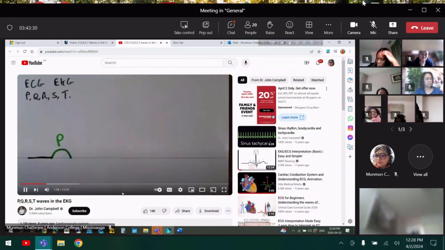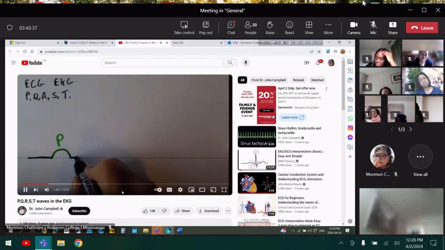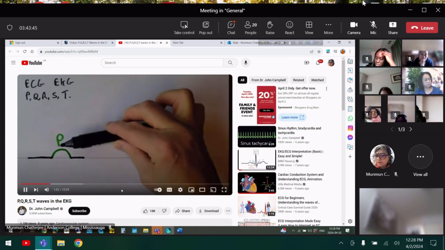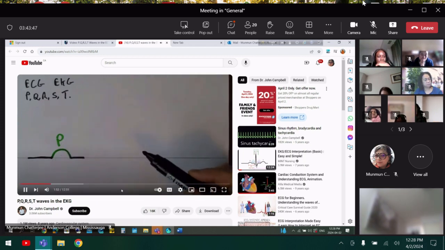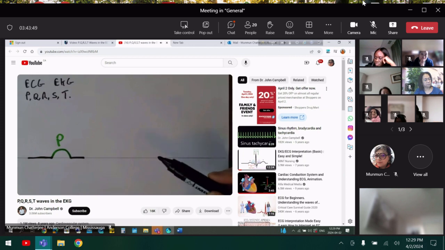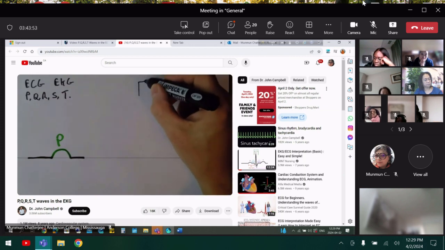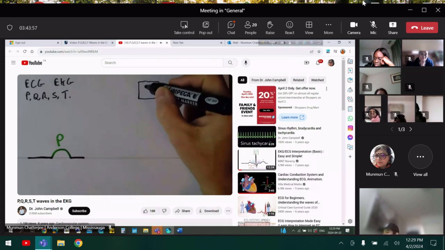The bit that goes up and the bit that goes down. And as we see, it goes back down to the isoelectric line just here. Now what's happening here with the P wave is the P wave is caused by the depolarization of the atrial myocardium. So in the myocardium, there's lots of individual cardiac cells, lots of individual myocytes.